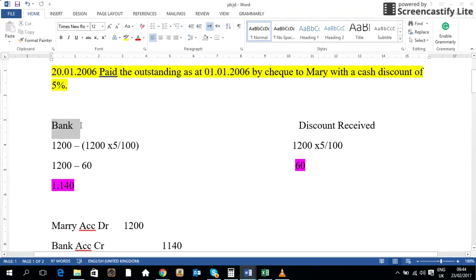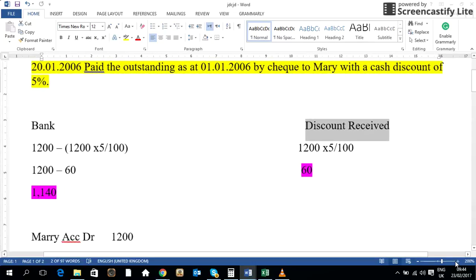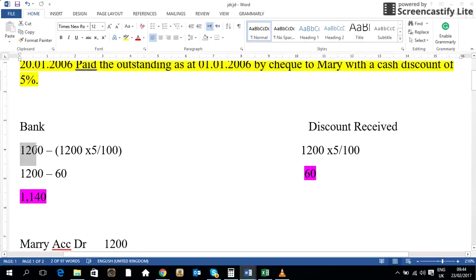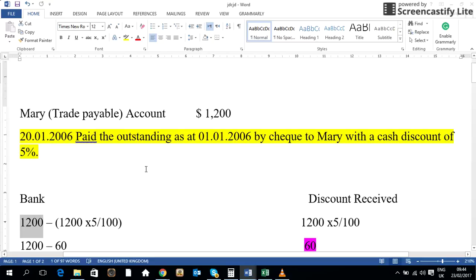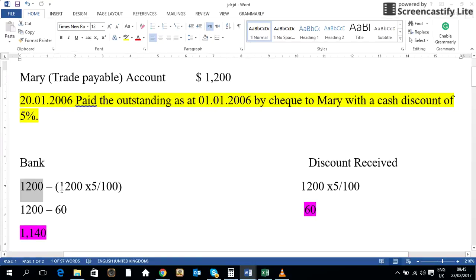Then you should see how much you are paying by check and how much would be the discount received from your supplier. So it's simple to calculate. 1,200 is the amount owing at the beginning of the year. Take away, open brackets, 1,200 into 5% is the cash discount. So you calculate 5%, 5 over 100. Therefore, 1,200 take away 60 would give an answer of 1,140.